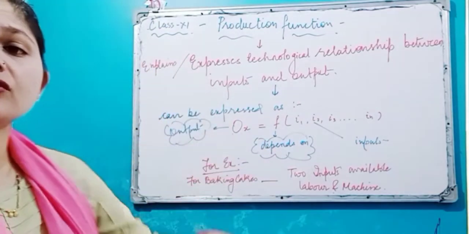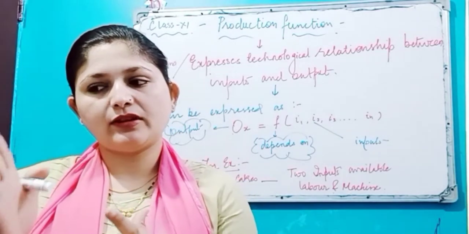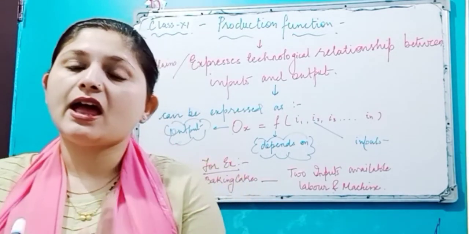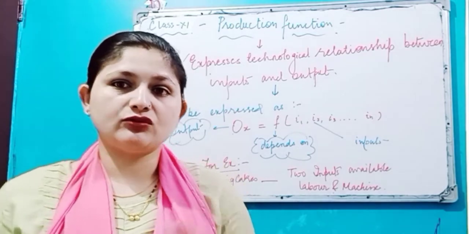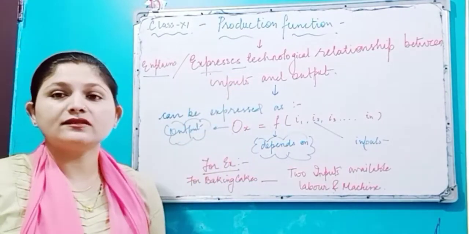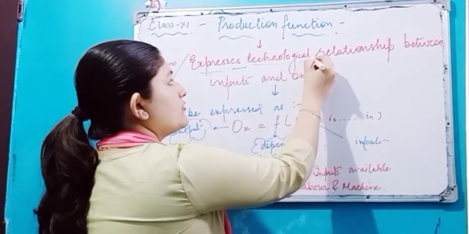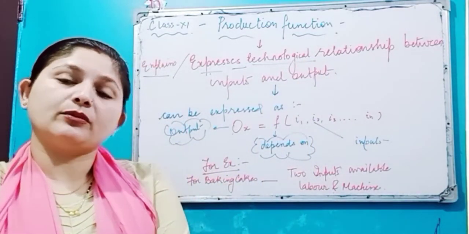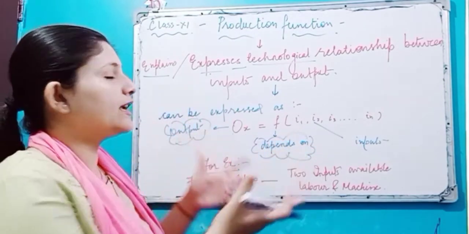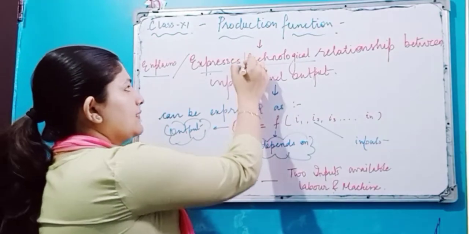So, production function, I told you, when there's production activity taking place, when some inputs are used to produce certain output, there is a kind of relationship between them, and that relationship is called production function. So basically, production function expresses the technological relation between inputs and outputs. Now, why technological relation? I told you, whenever any goods are produced, there is certain kind of technology involved. So what is this production function doing? It expresses the relationship between inputs and output, which is technical in nature.